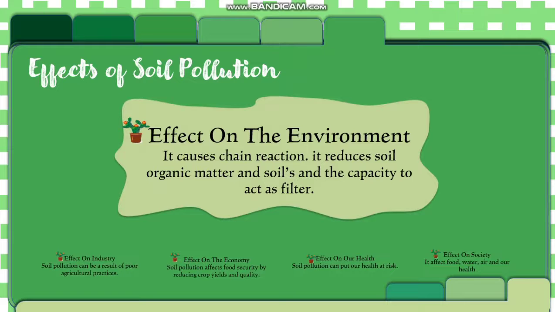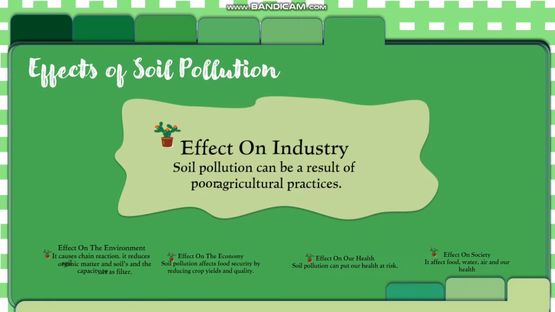First, we have effect on the environment. It causes chain reaction and it reduces soil organic matter and soils and the capacity to act as a filter. For example, yung polluted soil ay nag-release ng mga contaminants into the groundwater which is na-accumulate ng plant tissues and then napapasa to grazing animals like birds, and finally to the humans that eat the plants and animals. Pollutants in soil, groundwater, and in food chain ay nagdudulot ng iba't ibang sakit sa human. Pwede itong short-term, acute effect, for example is diarrhea lamang, at nagiging long-term chronic effect na nagiging cancer.